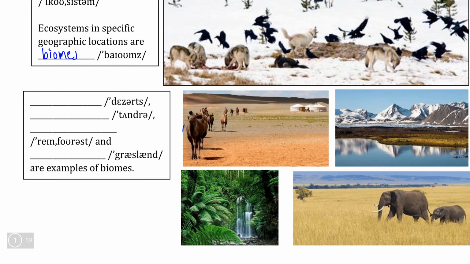This biome here, with mostly sand, very little plant life, and very, very little rainfall, this we know as a desert. And this is an example of a type of biome.